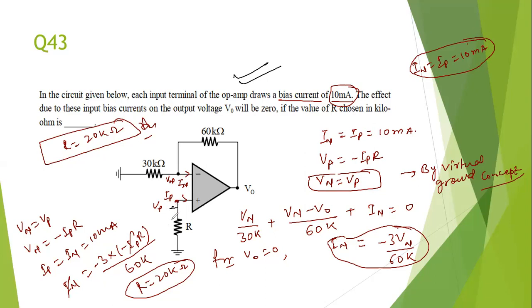This is plus and this is minus, because the current direction is this one. That's why here we write Vp equal to minus Ip into R. So 20 kilo ohm is your right answer. Now come to the next question.